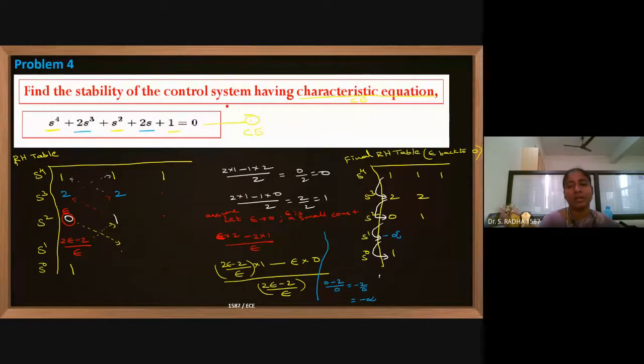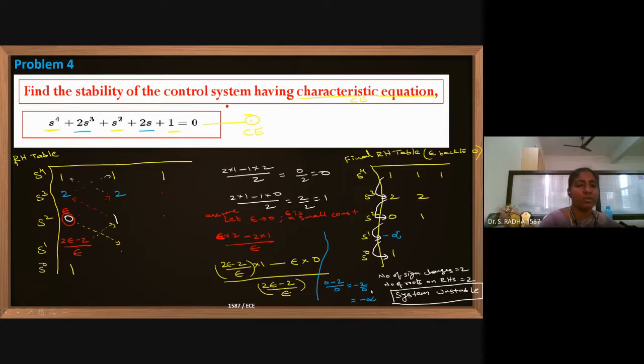Number of sign changes equal to 2, which means number of roots on the right half equal to 2. So based on this, our conclusion is the system is unstable.